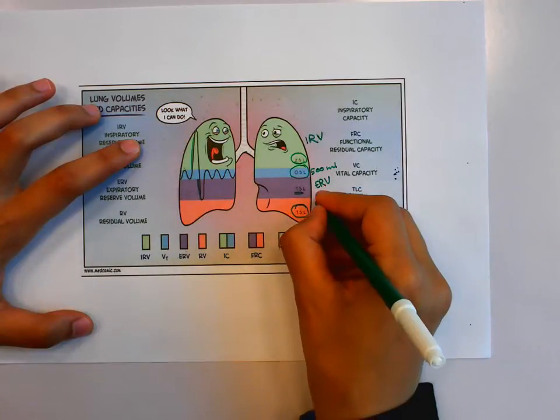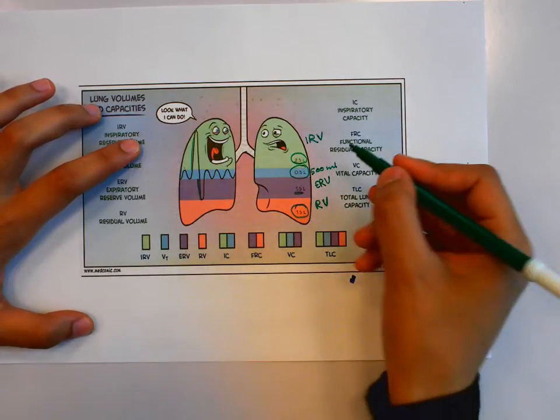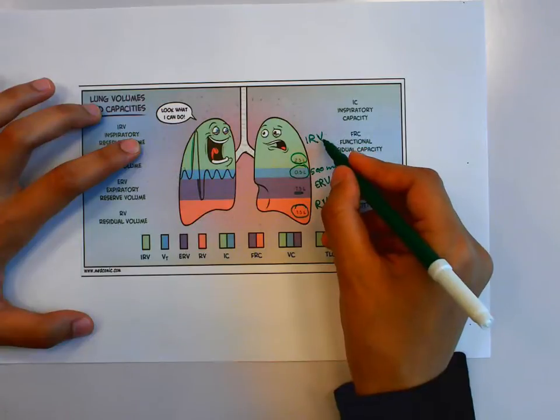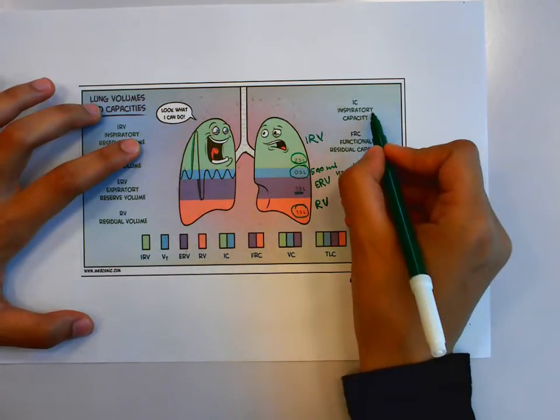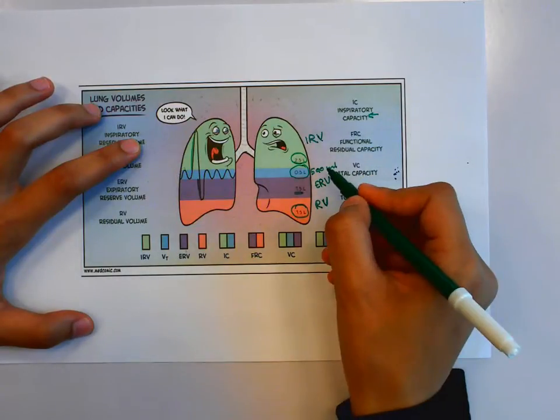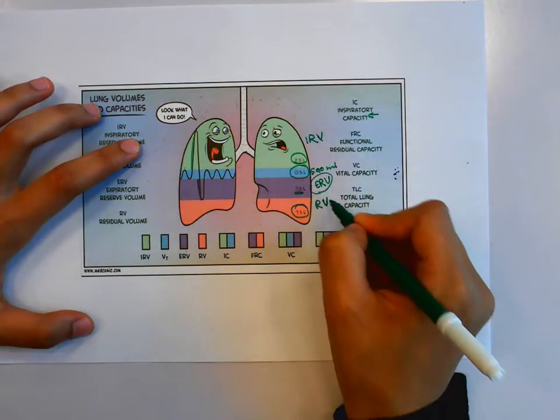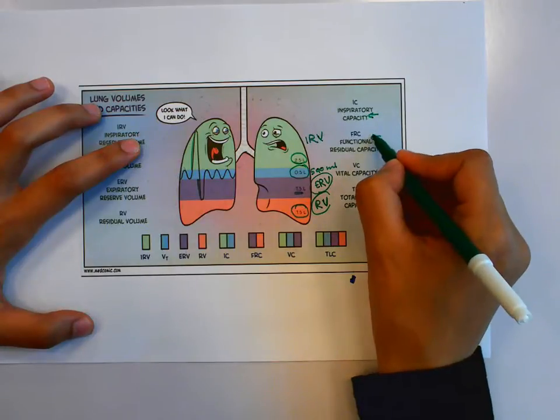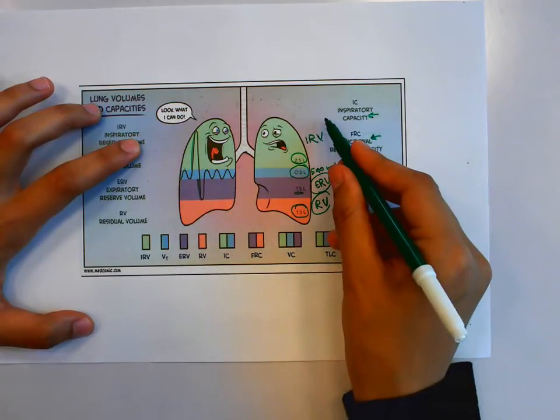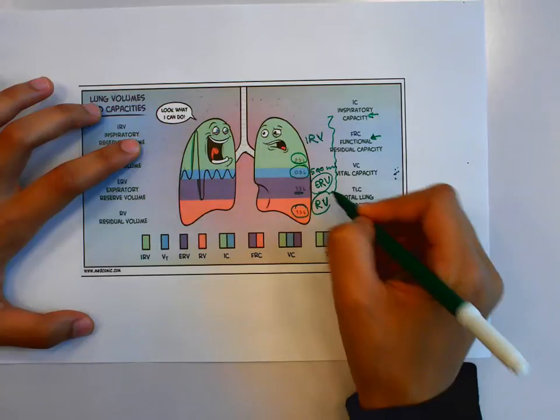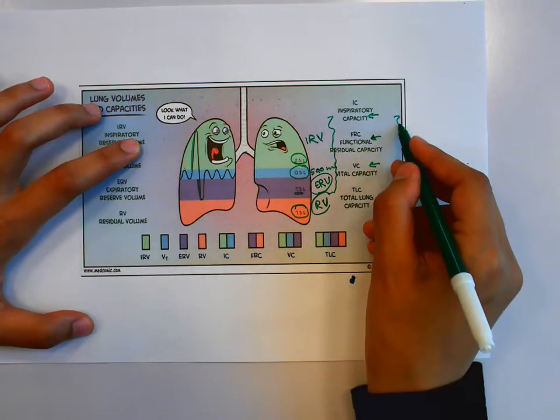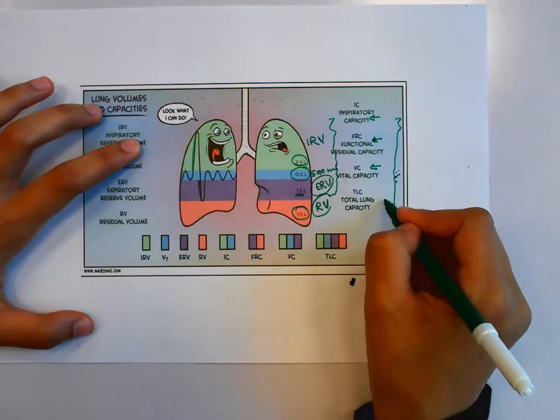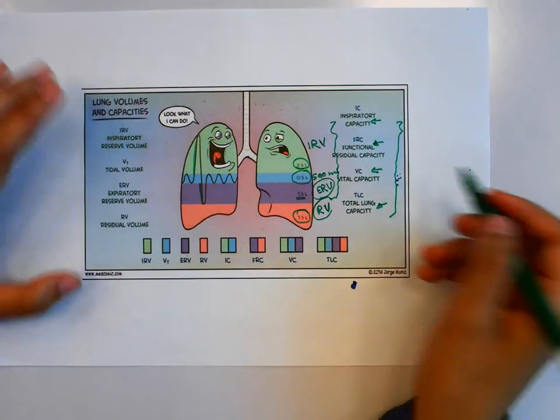Addition of tidal volume and inspiratory reserve volume is the inspiratory capacity. Addition of expiratory reserve volume with residual volume is functional residual capacity. Addition of all those volumes except residual volume is vital capacity, and the total of all those volumes is total lung capacity. This is for today.